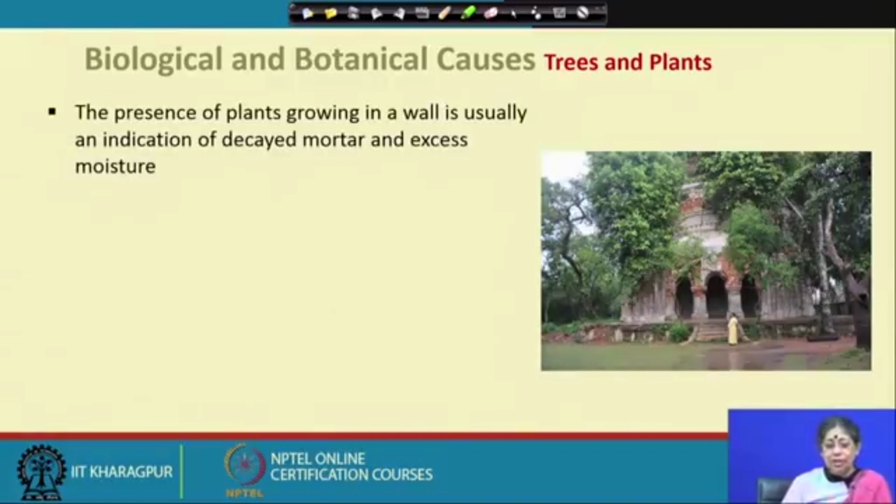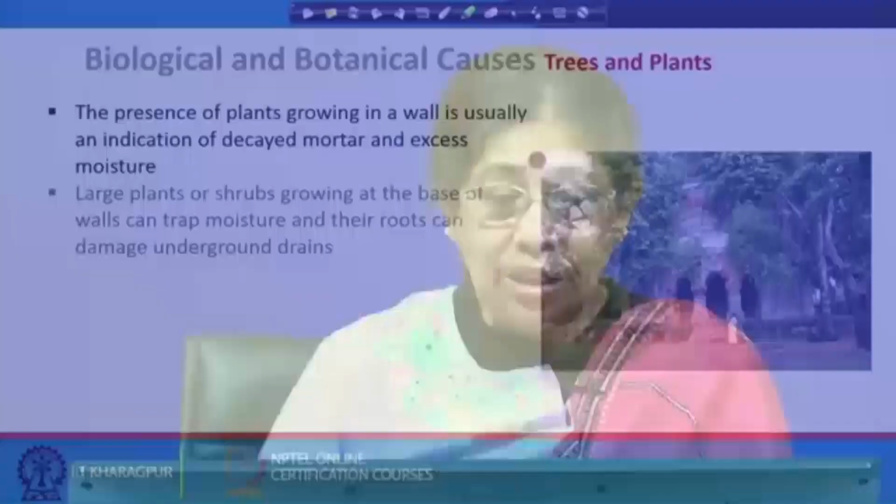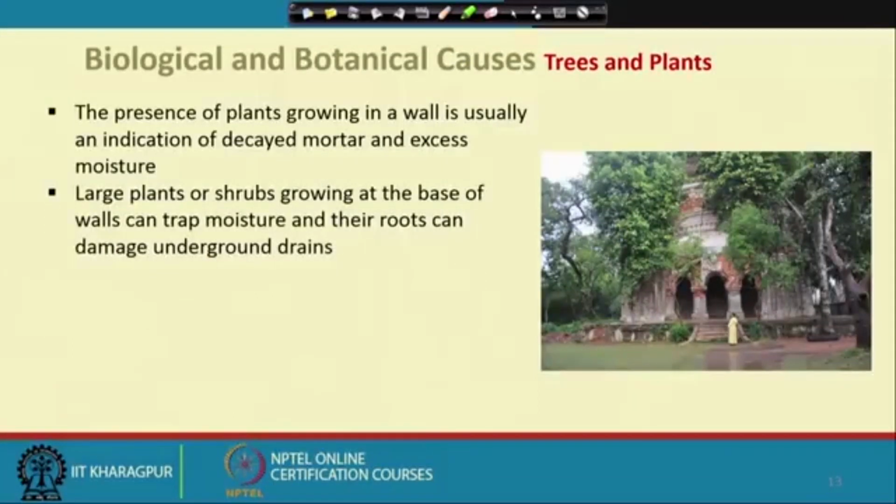So, the presence of plants growing in a wall is usually an indication of decayed mortar or excess moisture. Until and unless this type of situation happens, they won't grow. So, either the mortar is very weak or there is a huge amount of moisture. They are all sort of complementary to each other.